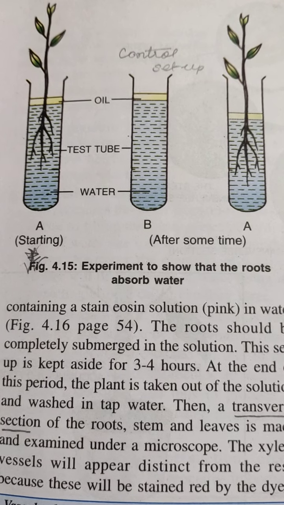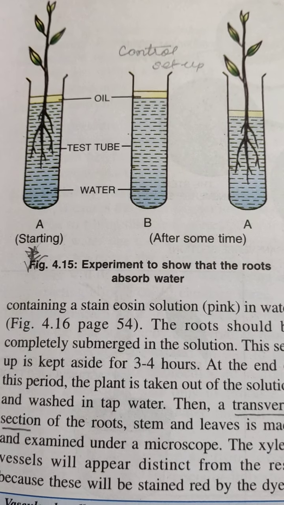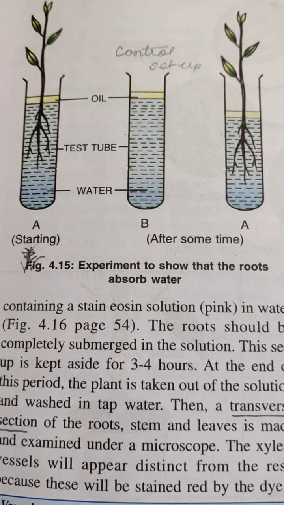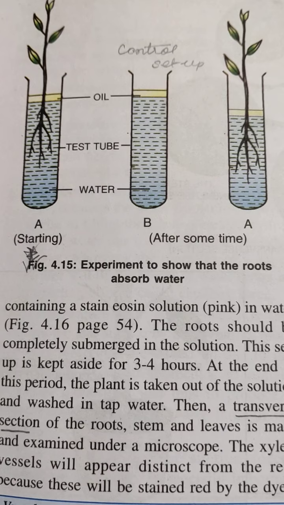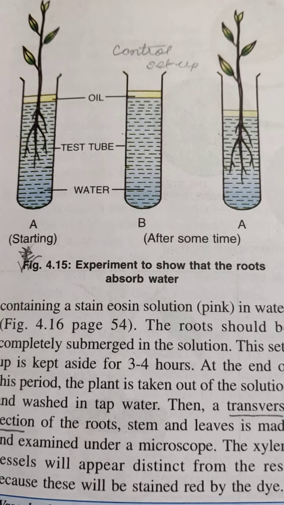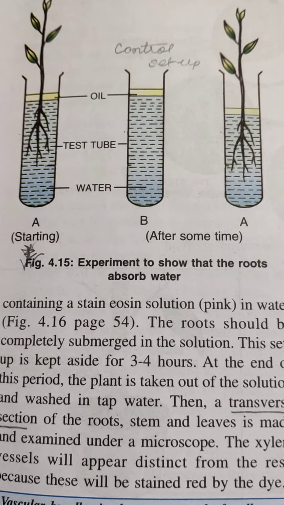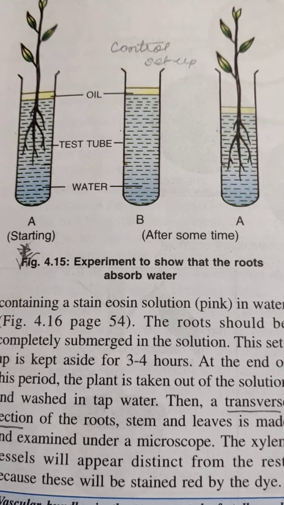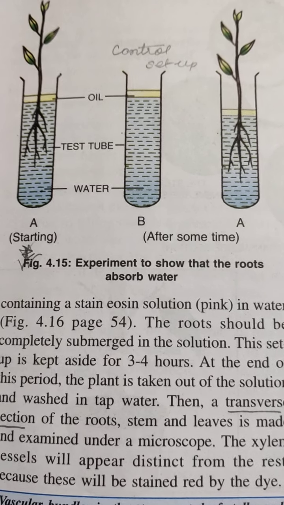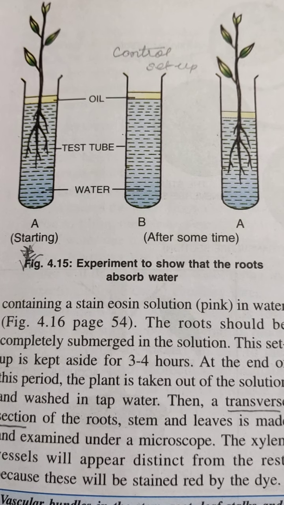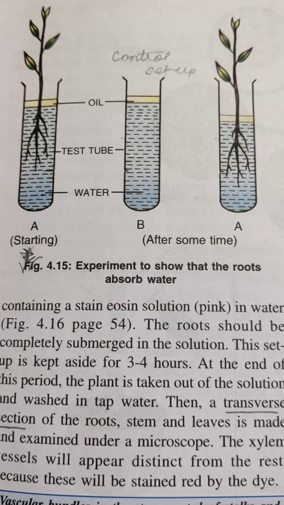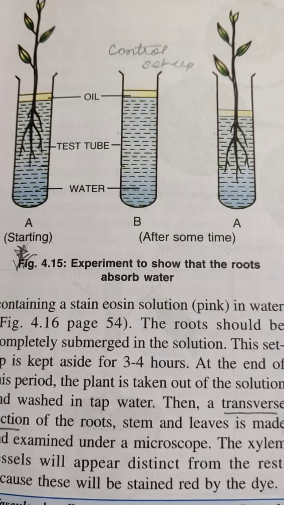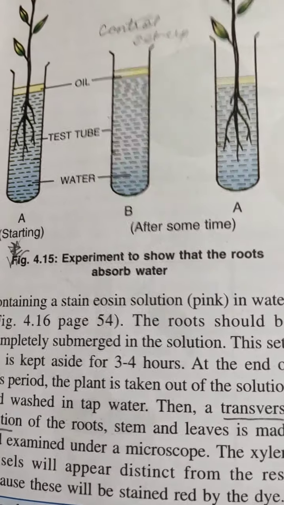Mark the level of water. Set up a similar test tube B but without a plant. That means that is a control setup. You will find that the level of water in the test tube A falls but not in the test tube B, proving that water lost in test tube A was absorbed by the roots. Because we have taken oil, that means no evaporation from outside. Whatever water loss is occurring, it is occurring because of the absorption by the roots. Clear?